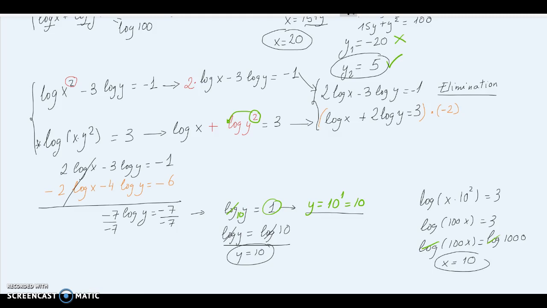Both solutions are positive, and both solutions are correct.